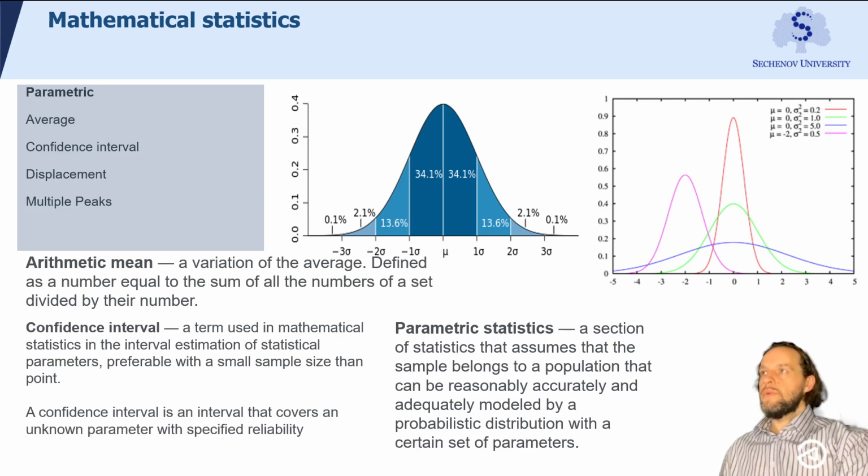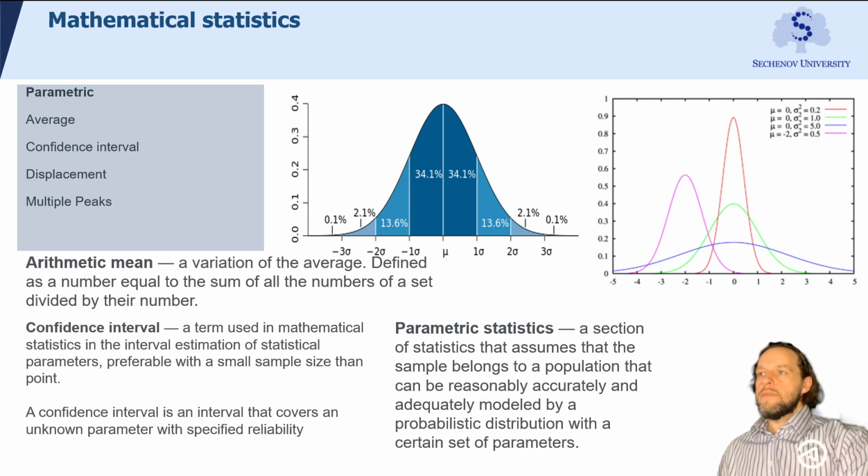There are two types of statistics, parametric and non-parametric. For parametric, it is average, confidence interval, displacement, multiple peaks, and parametric statistics is a section of statistics that assumes that the sample belongs to a population that can be reasonably accurately and adequately modeled by a probabilistic distribution with a certain set of parameters.